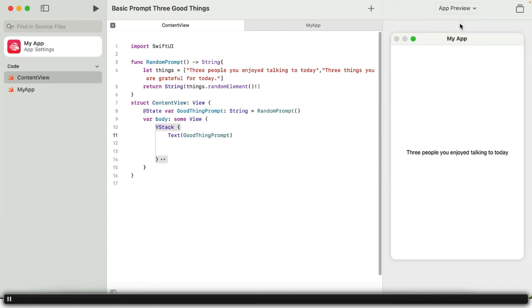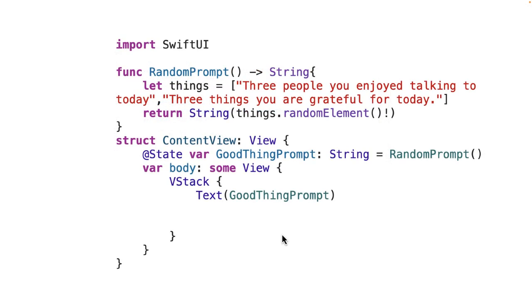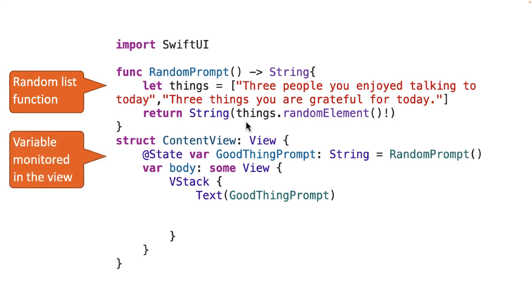Now, even on this very basic app, you've got enough there to do some quite interesting things. So let's just have a little look. So we have this random list function, and we have a variable monitored in the view. So that's your code so far. Pause it if you need to have a go, or you can just copy and paste the step 1 in.